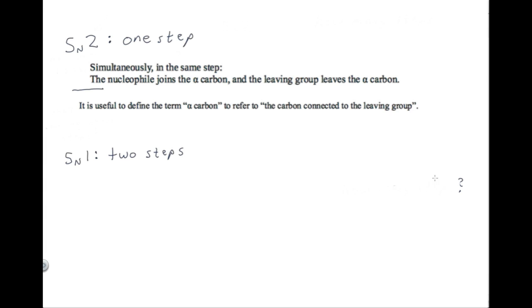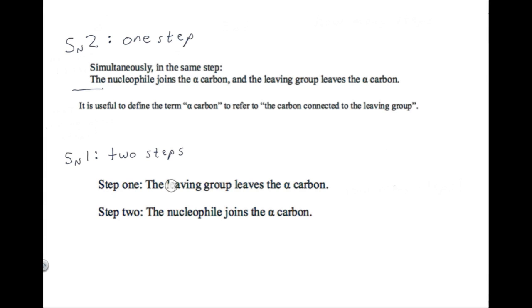Well, the next natural question is for me to ask you, how would you describe precisely what happens in those two steps? I hope you actually paused the video and tried to describe exactly what happens in those two steps. Well, the answer is that what happens in those two steps is exactly the same as what happens during an SN2 reaction, except that these two things happen simultaneously in an SN2 reaction, and these two things happen in separate steps in an SN1 reaction. In the first step, the leaving group leaves the alpha carbon. Then, separately, in a second separate step, the nucleophile joins the alpha carbon.